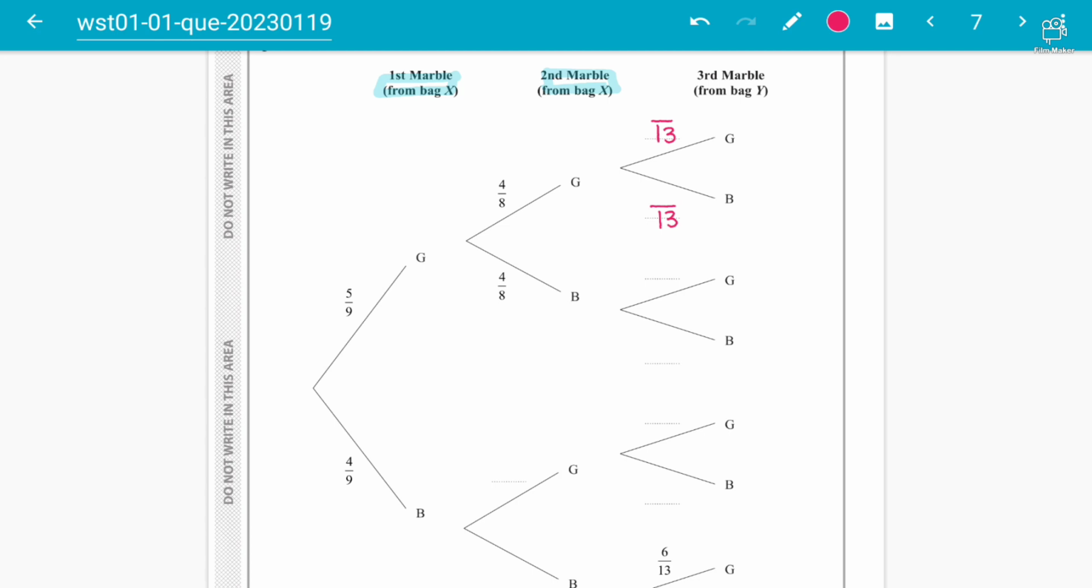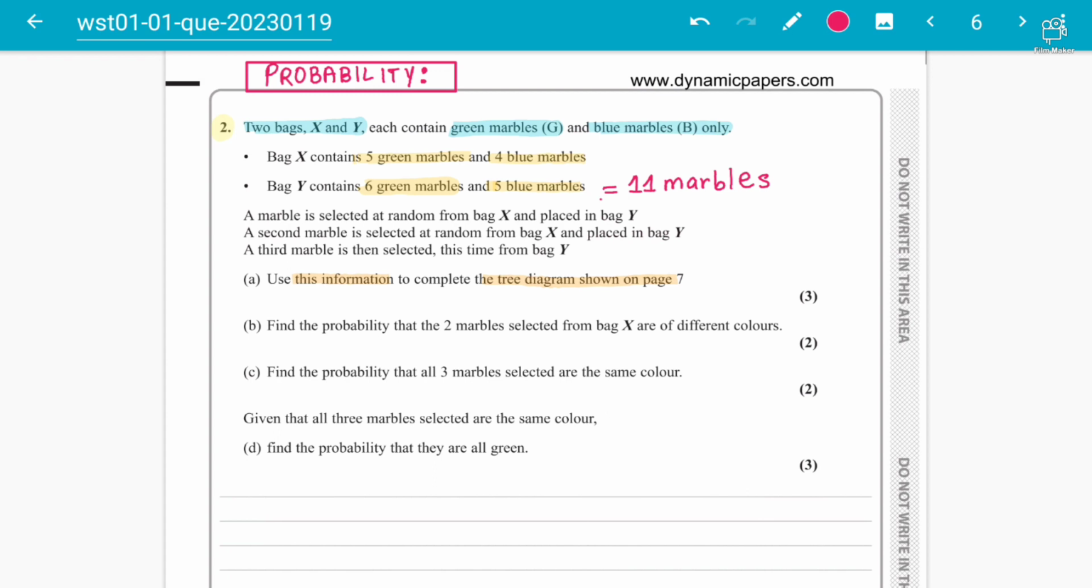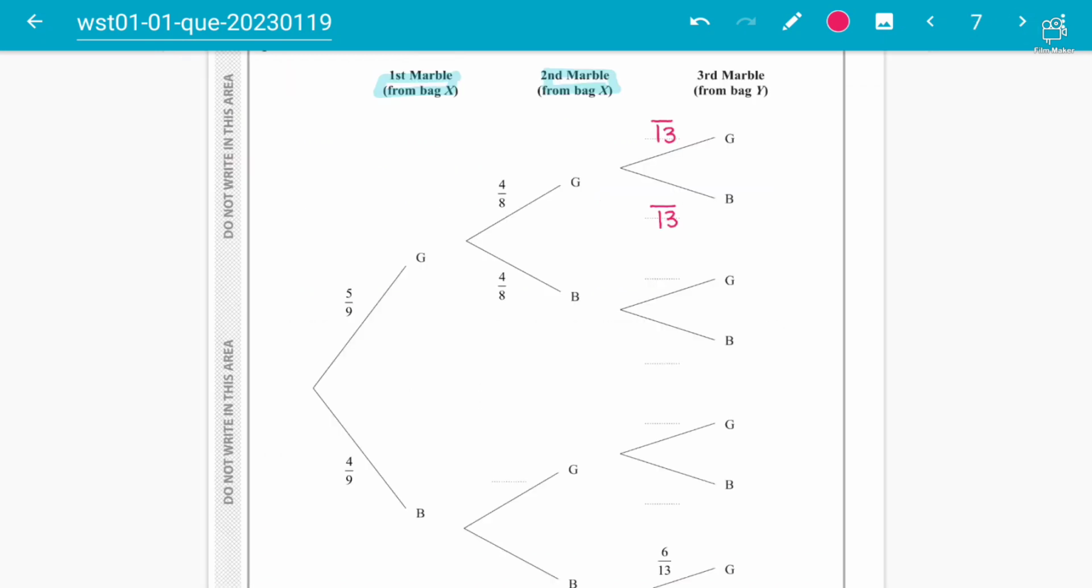Okay, because now you are going to select the marble from bag Y, and bag Y will now have 2 extra marbles. Doesn't matter what the marble is. It doesn't matter, students, whether it's the green marble or blue marble. It is the 2 marbles being added from bag X, 1 marble and then the second marble being added. So it will be total 13 marbles that will be there in the bag Y.